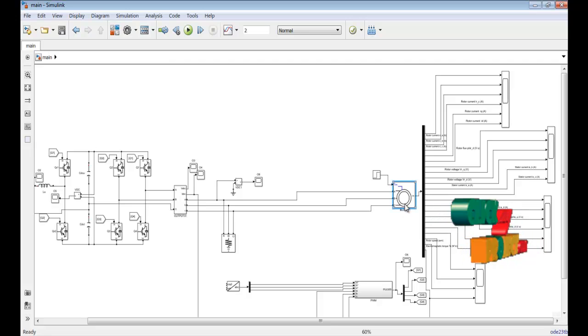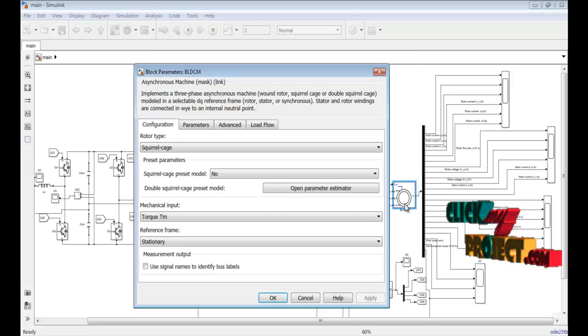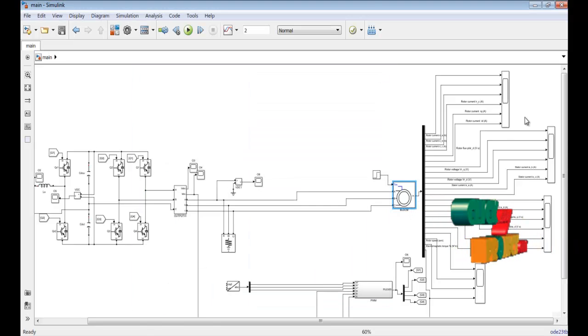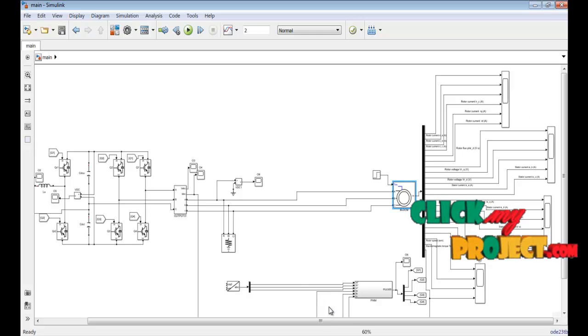This is a BLDC motor. This BLDC motor is an asynchronous machine. It is connected to finally calculate the rotor current, stator current and electromagnetic field.